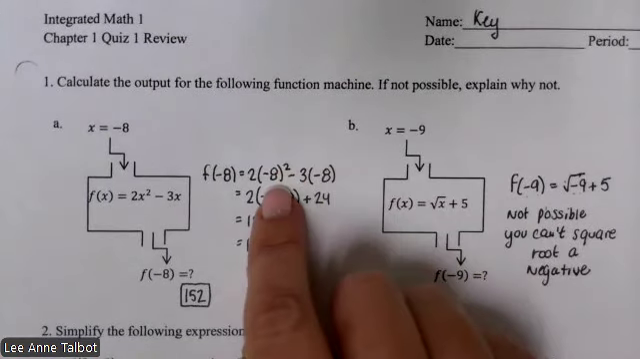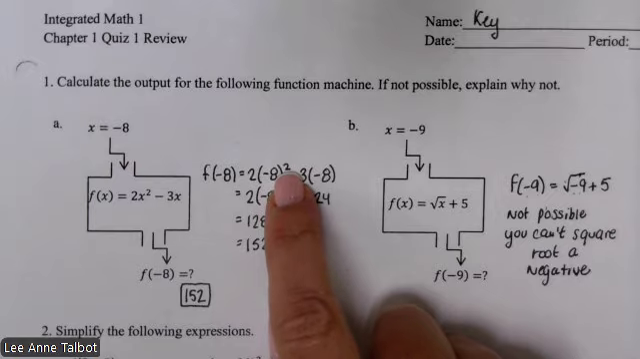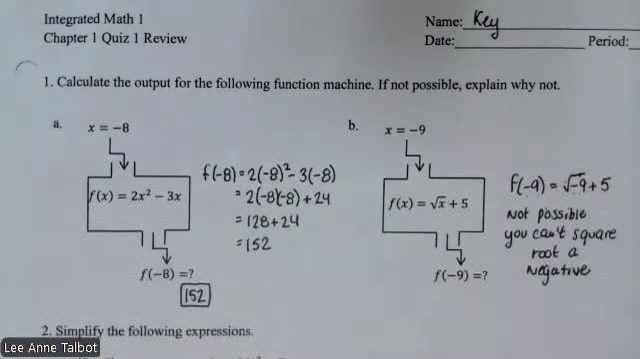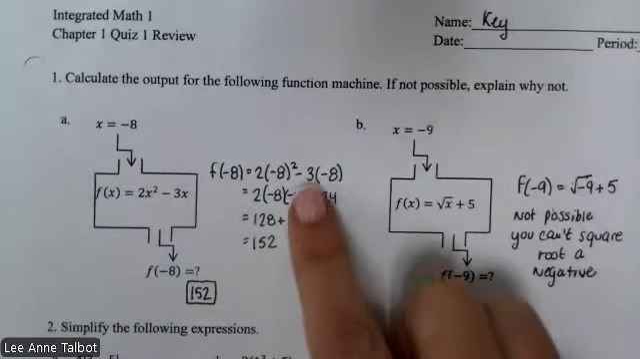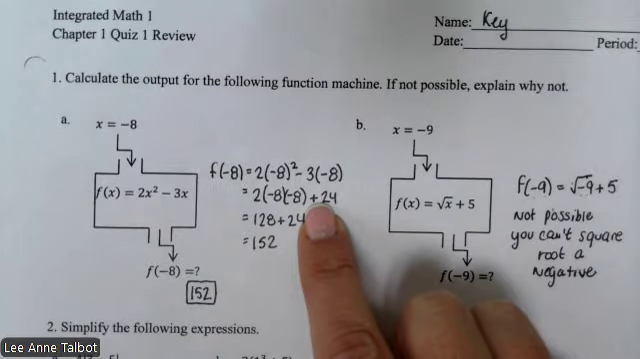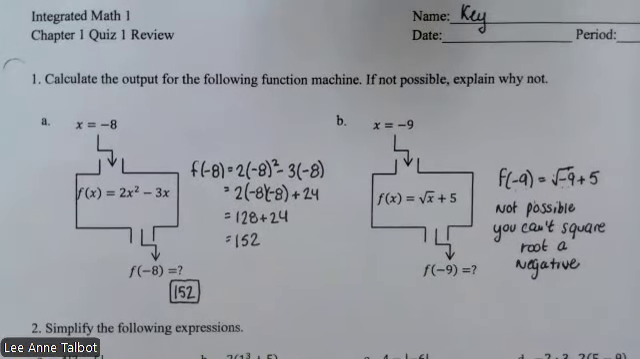Okay, if you got A wrong, it's probably because you did not square first. You have to square first, then multiply by 2. And then the other possible mistake is that you might have subtracted 24 here instead of adding 24. Did anybody try to square root -9 on their calculator? Yeah. It should give you an error.